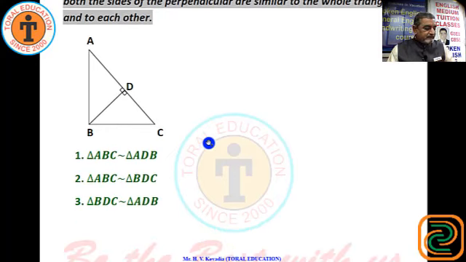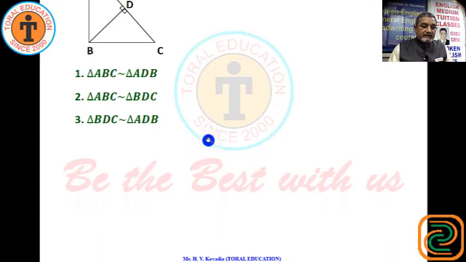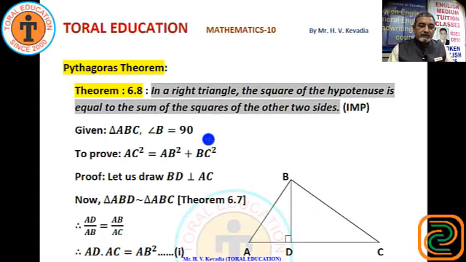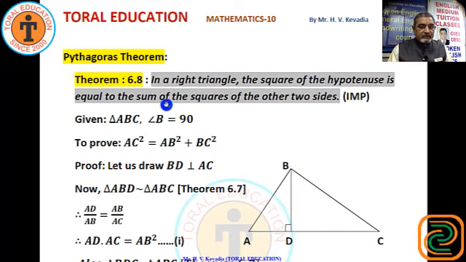Okay, next theorem is Pythagoras theorem. This is the most important theorem. What does Pythagoras say? Remember this statement also. In a right triangle, the square of the hypotenuse is equal to the sum of the squares of the other two sides. Okay, so the theorem is given here.